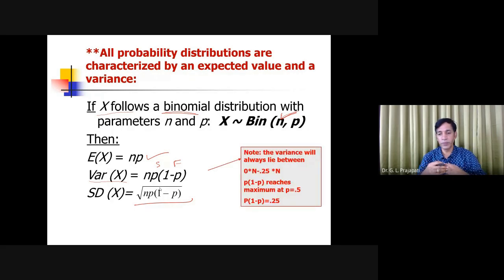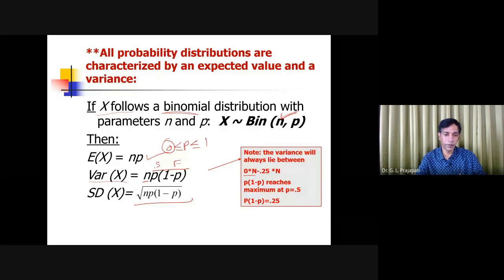Variance always lies between 0 times n and 0.25 times n. Why is it so? The probability can be equal to 0, or less than or equal to 1, because this is the probability. If it is 0, then this becomes 0, and 0 you are going to multiply with n. So 0 multiplied with n is the minimum value.